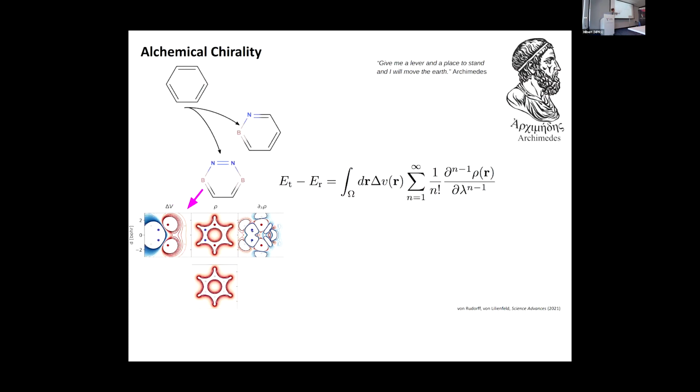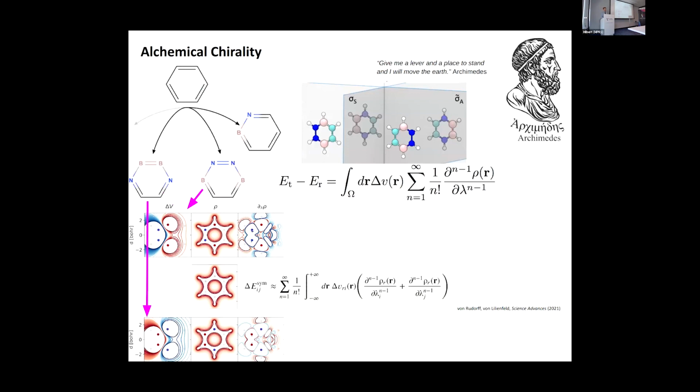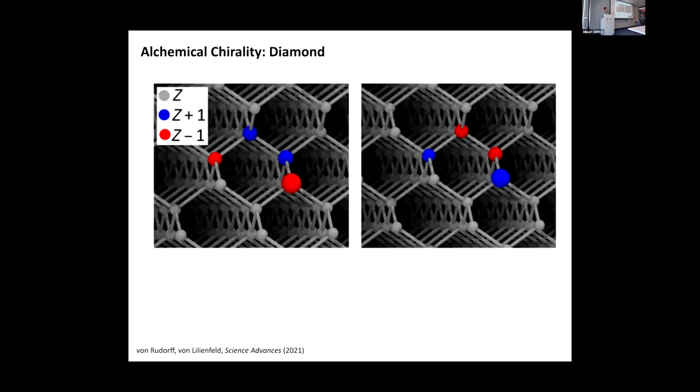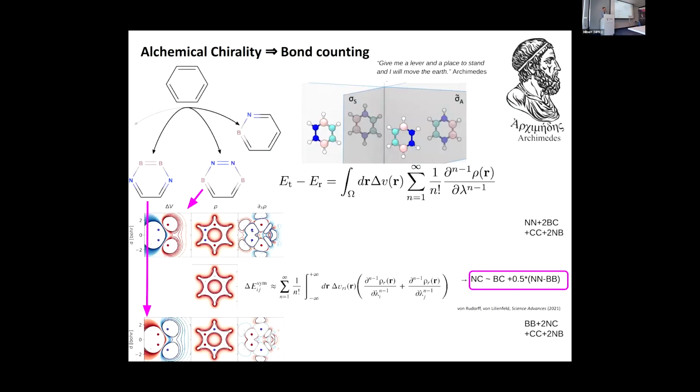We discussed this further; you can read it up. It was published in Science Advances in '21. This is not restricted to benzene in any way. This is just an example for the same thing, the same symmetry, in a diamond lattice. You can also derive relationships between bond energies. So, for instance, you can simply argue that the NC bond roughly should be the BC bond plus half the difference between the 2 homolytic bonds, right?